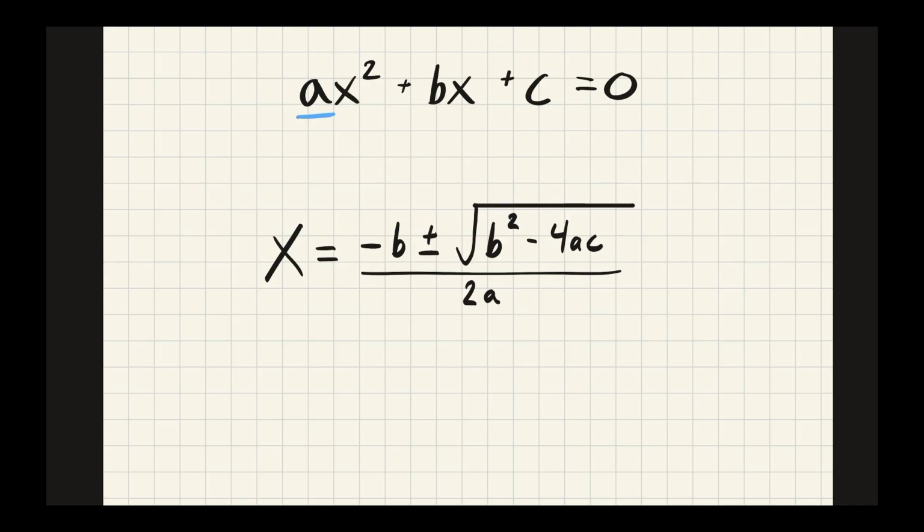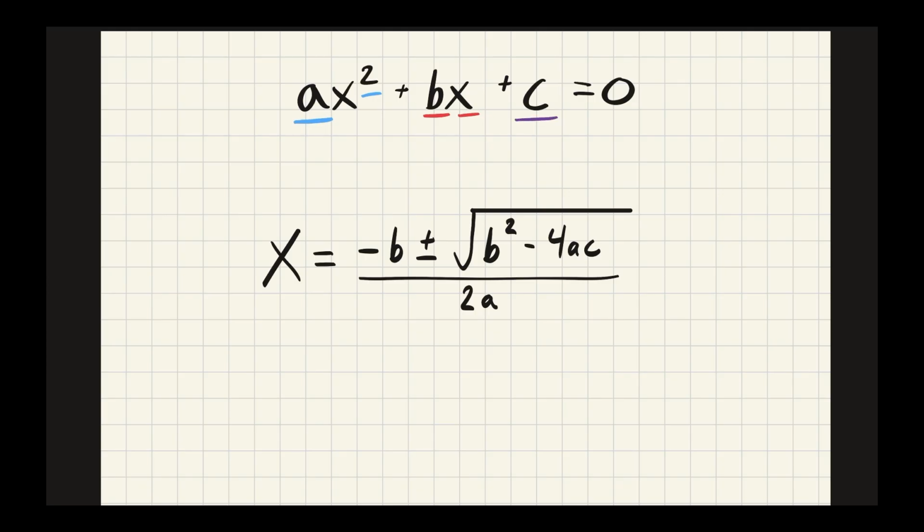We have a, which goes with the x squared term. So whatever term has the x squared is your a term. It doesn't matter if it's written differently. b goes with the x term. Whatever term is connected to a single exponent x, that is going to be your b term. And whatever the constant is, where there's no x value attached, is your c term.